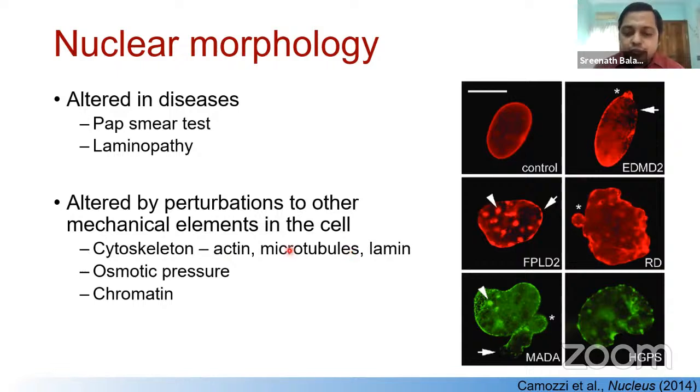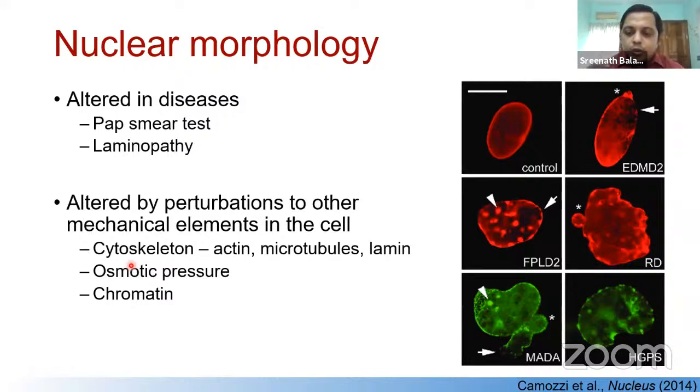If you perturb any of these mechanical elements in the cell, then it can change the shape of the nucleus. So this has been very well characterized. Also, there is an osmotic pressure imbalance between the inside of the cell, that is the cytoplasm, and the exterior of the cell, as well as an osmotic pressure imbalance between the nucleoplasm and the cytoplasm.